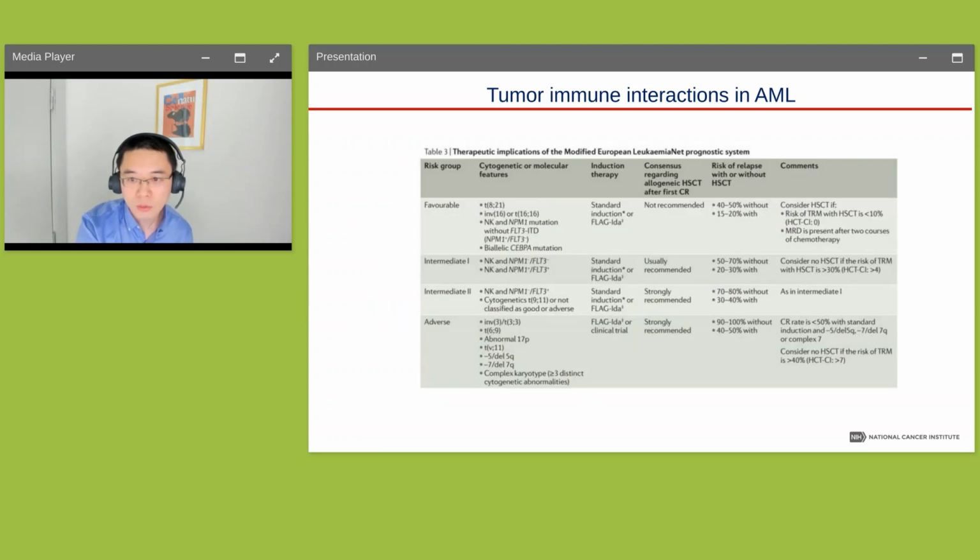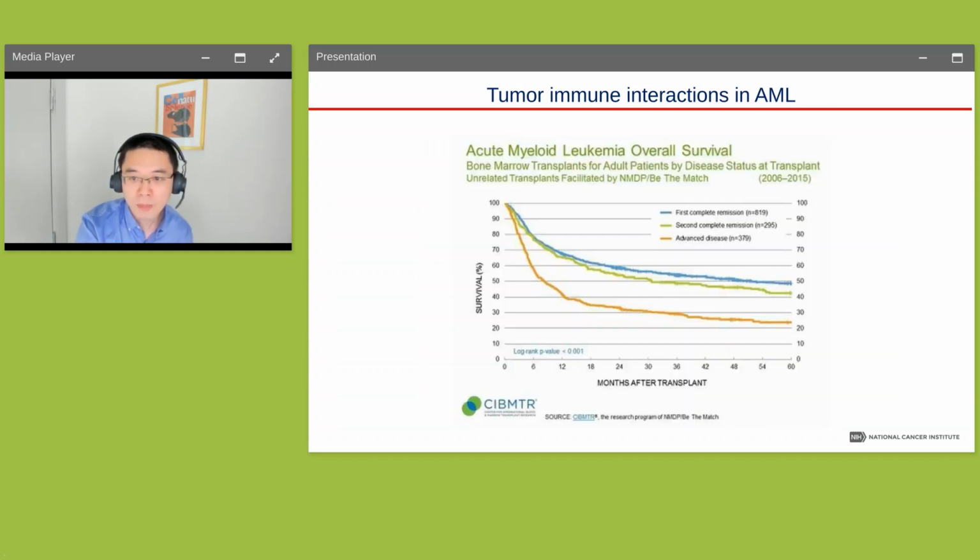So the treatment of AML has significantly improved over the years. However, the treatment response still mainly depends on the patient's genetic abnormality, which is mainly determined by the tumor intrinsic properties. However, we know that bone marrow transplant, actually transplanting a donor's bone marrow to the recipient, can greatly improve the patient response, especially in those patients who achieved a complete response after the chemotherapy. They do much better than those who did not.